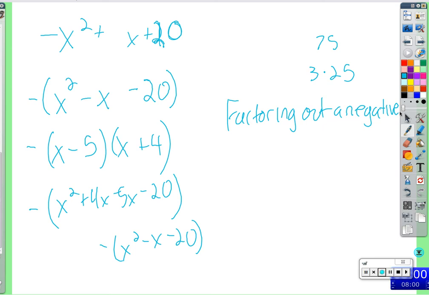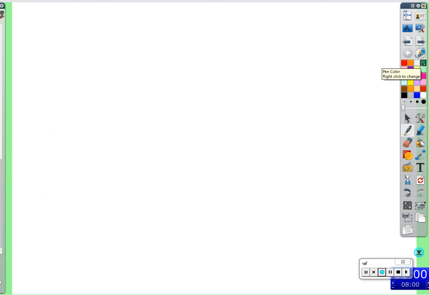Okay. I'll give you another one like that. Negative x squared. I say factor out a negative to start with.